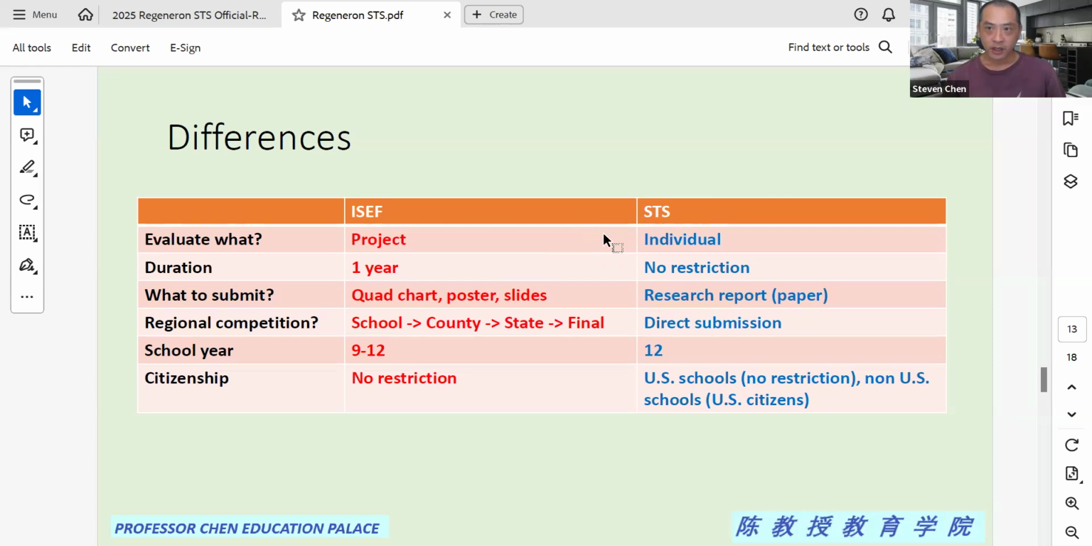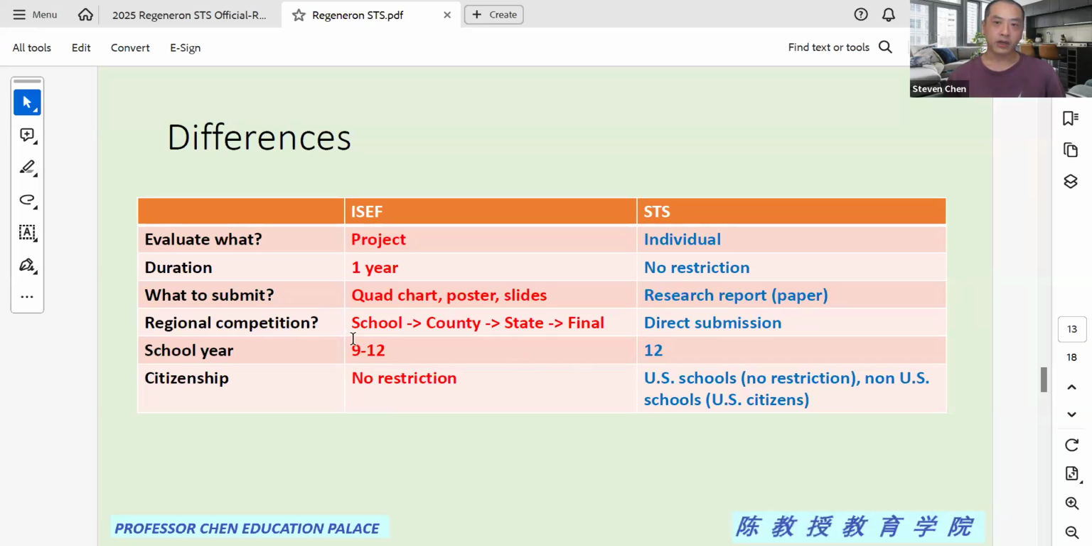All right. The next thing is about the school year. So for SF, you can compete in any year as long as you are in high school. But for STS, no, you only have the single chance that is your last year in your high school. You must be a senior student. Okay.